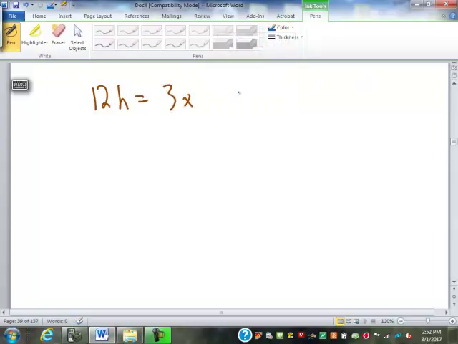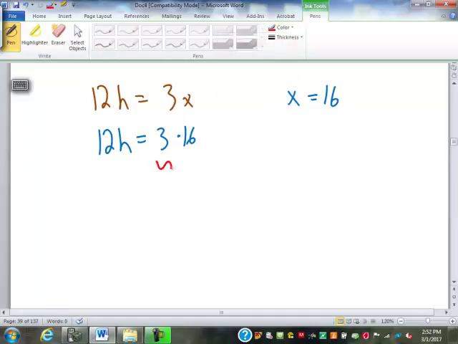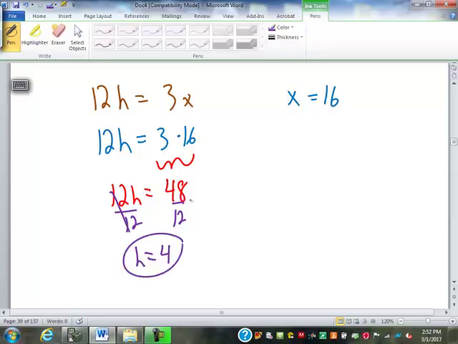And we found, for this case, there's one value of x. And we found that if x is equal to 16, then we could find that height. So we put 16 in for x. So 12h instead of being 3x is 3 times 16. We combined what we could. 3 times 16 is 48. So 12h equals 48. And then we solve by dividing by 12. So h equals 4.